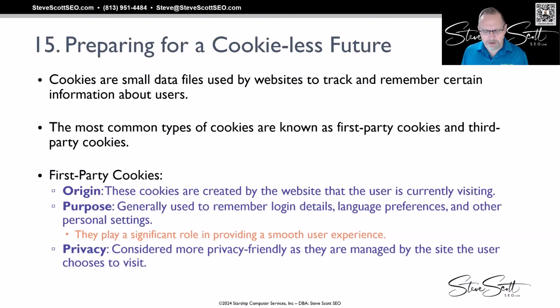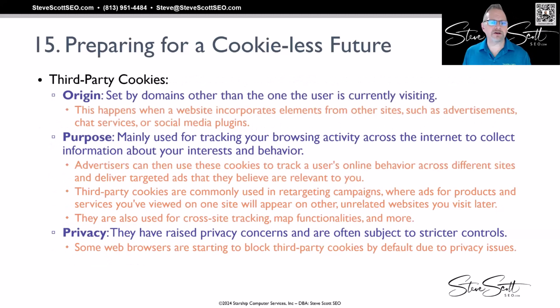Again, they're primarily used to help you have a better experience on the website you chose to visit to begin with, okay? Third-party cookies, on the other hand, these are the ones that people don't like, okay? These are set by domains other than the one you're currently visiting. This happens when a website incorporates elements from other sites like advertisements, chat services, social media plugins as well. Third-party cookies are mainly used for tracking your browsing activity to see where you've been around the web and to collect information about your interests and behaviors, right?